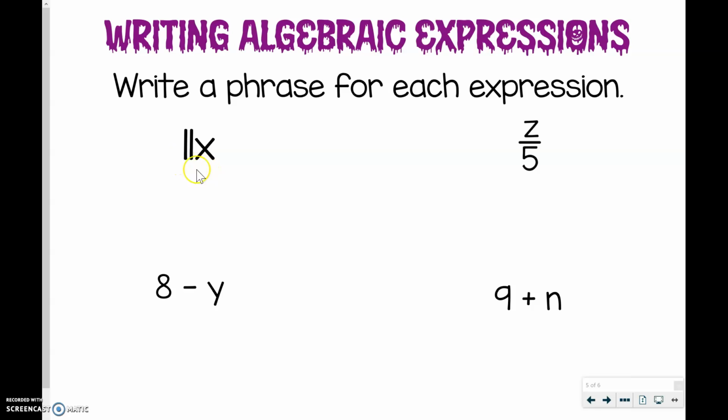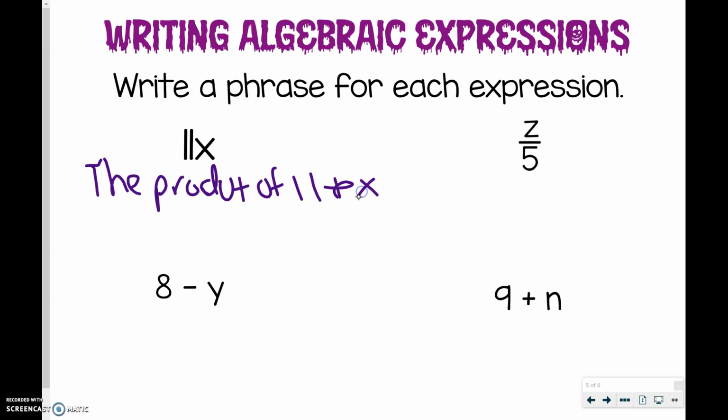So right here we have 11x, but we know that means multiplication. So you can pick any word you want. If you want to pick something different than me, go ahead, but I'm going to give you an example of mine. I'm going to use the word product just because I know that's one less familiar to us. So I'm going to say the product of, give me a second to write it, 11 and x. I could also say 11 and a number, lots of different options.